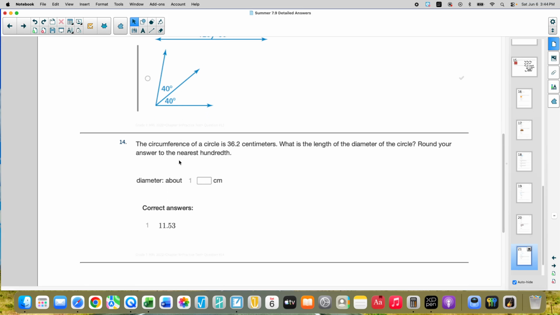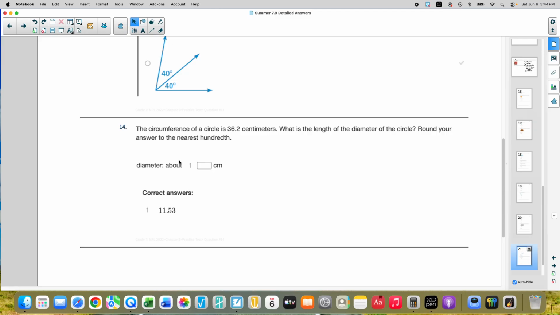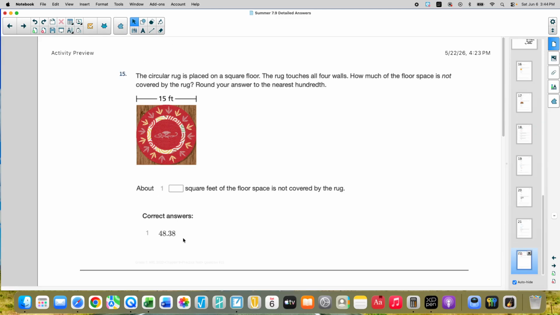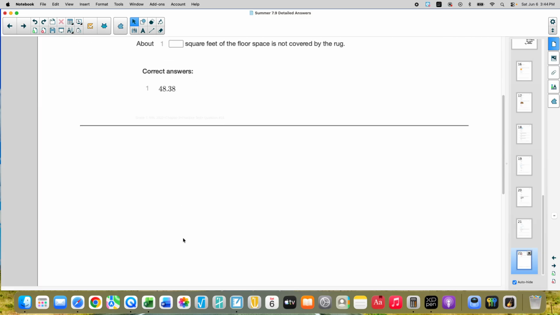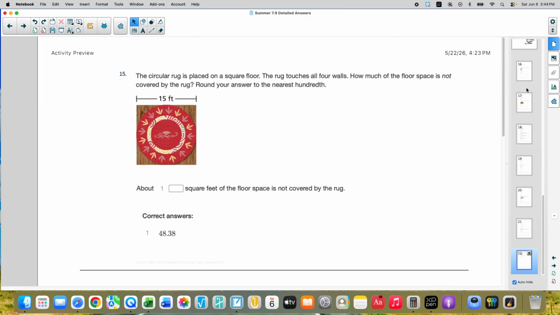And yes, that was the one that was not complementary or supplementary. And the length of the diameter of the circle, 11.53. Yes, we rounded. And then 48.38.